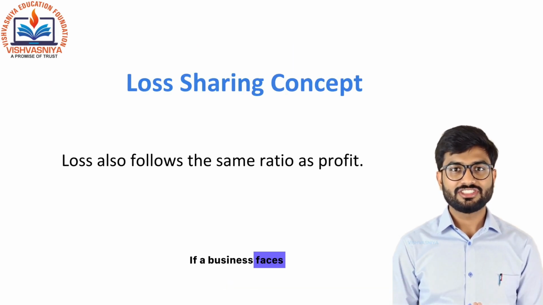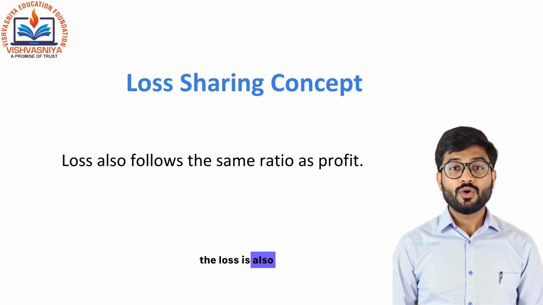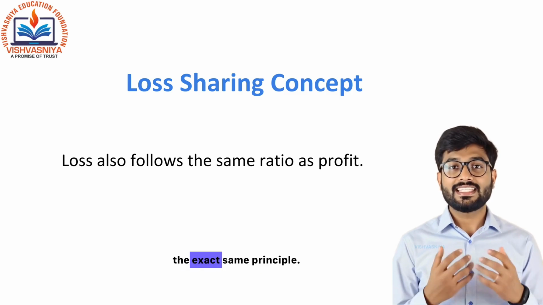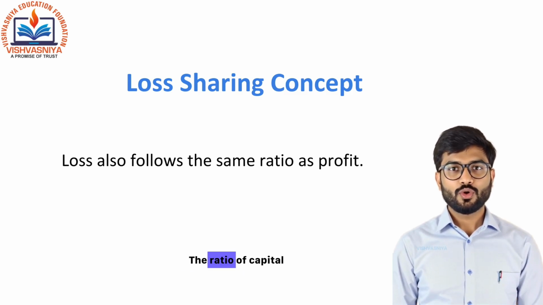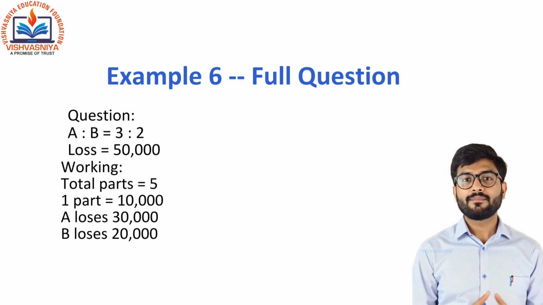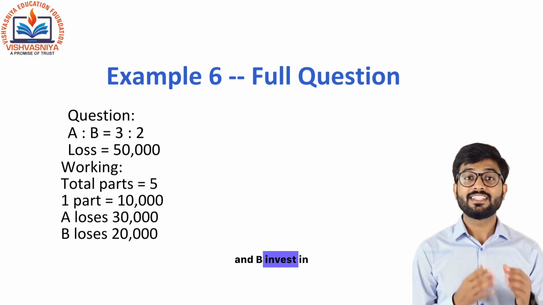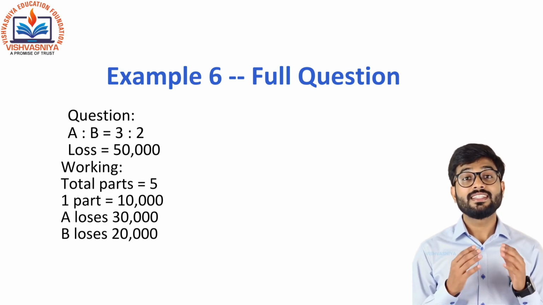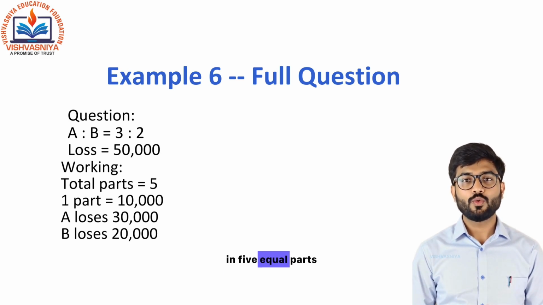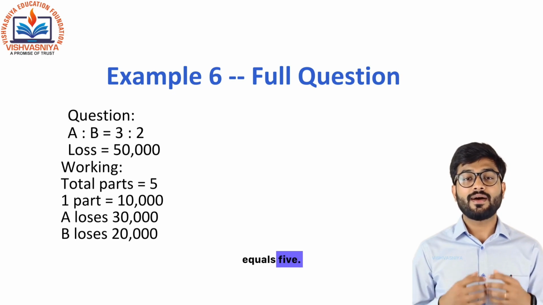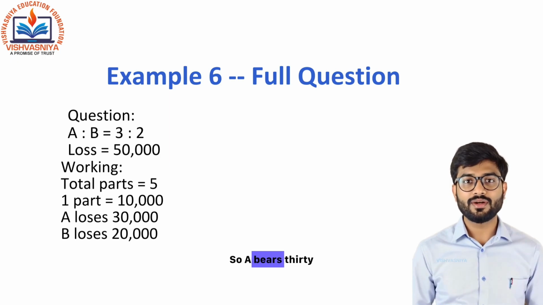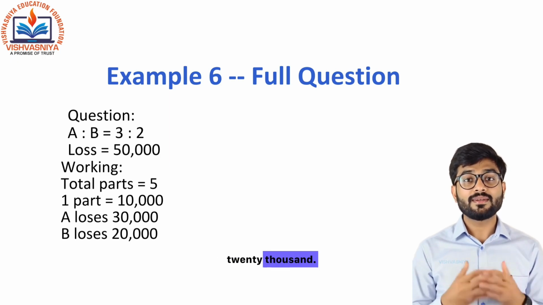If a business faces loss instead of profit, the loss is also divided in the same ratio. Profit and loss follow the exact same principle. The ratio of capital multiplied by time remains the base for distribution. For example, if A and B invest in the ratio 3:2 and the business suffers a loss of 50,000 rupees, then the loss is divided in 5 equal parts because 3 plus 2 equals 5. One part equals 10,000. So A bears 30,000 and B bears 20,000.